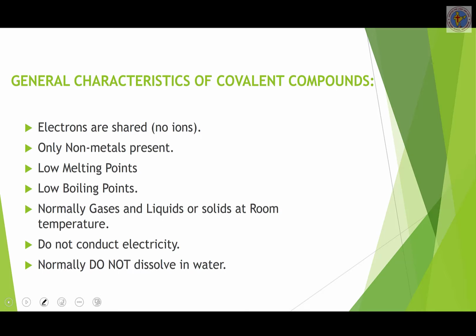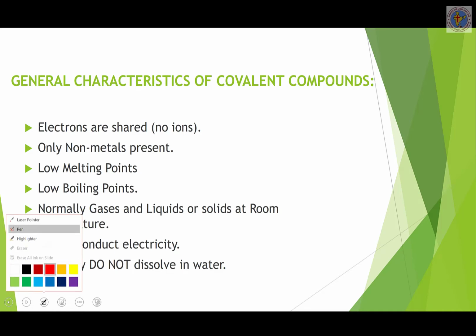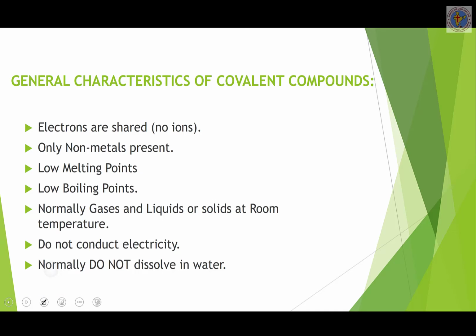Now let us learn some general characteristics of covalent compounds. Children, tell me what are the characteristics of covalent compounds? In case of covalent compounds, electrons are shared. In case of electrovalent compounds, electrons are transferred. But in case of covalent compounds, electrons are shared. Here, the covalent bond takes place between non-metallic elements. They have low melting and boiling points. Normally, they can be solid, liquid or gases at room temperature. They do not conduct electricity, whereas electrovalent compounds conduct electricity.